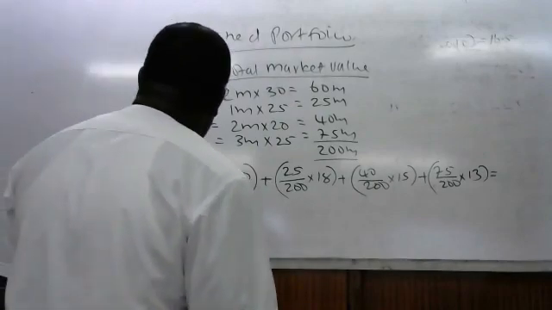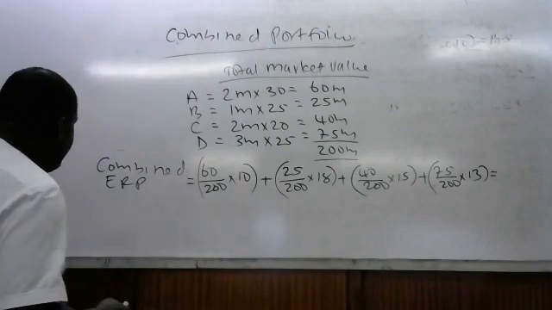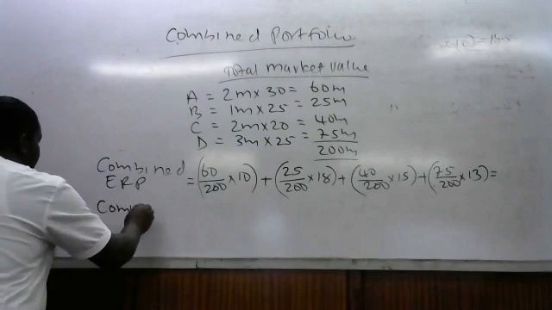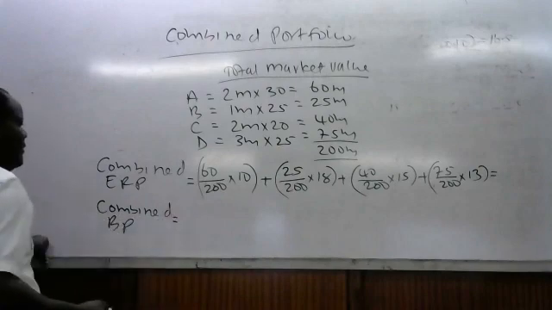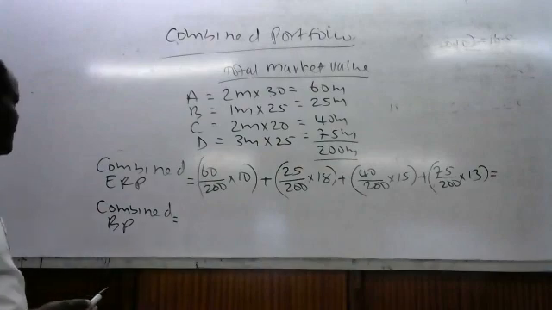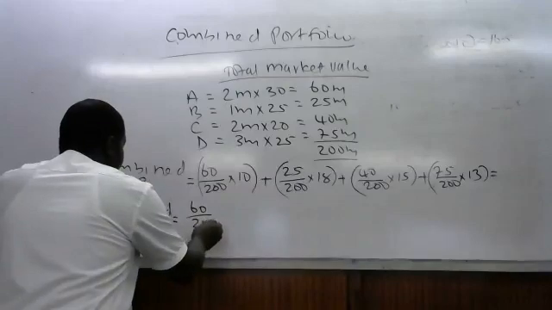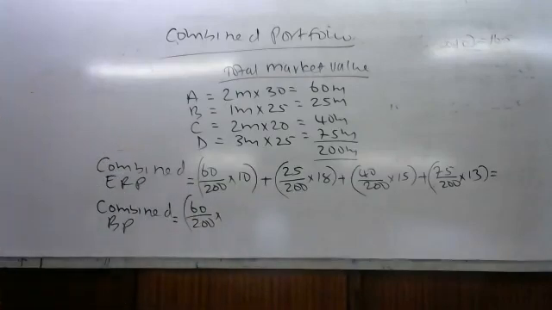So we also need to compute the combined beta for the portfolio. We should also be required to come up with a combined beta factor for the portfolio. So that should be 60 divided by 200. What was the beta factor for A?